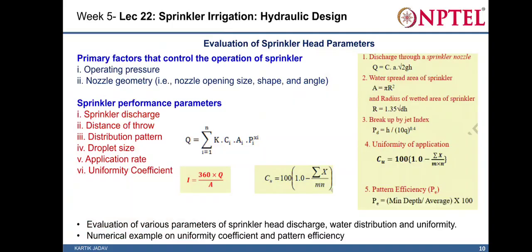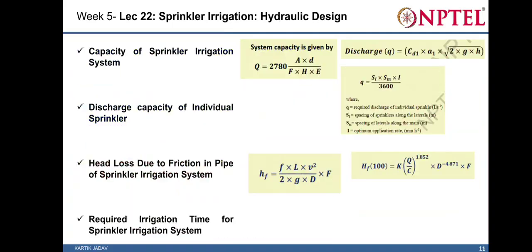Then the uniformity coefficient, Cu, is given by 100 times (1 minus summation of x divided by m times n), and pattern efficiency is given by minimum depth divided by average depth, times 100. So all these are important formulas while designing a sprinkler irrigation system.